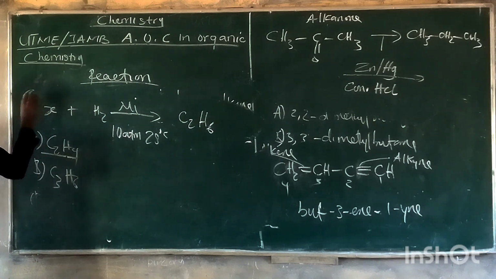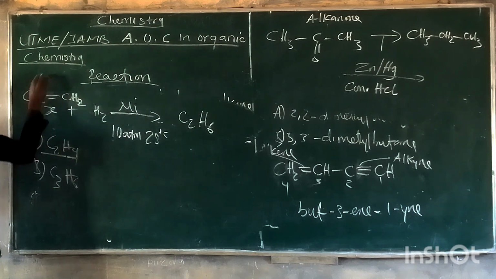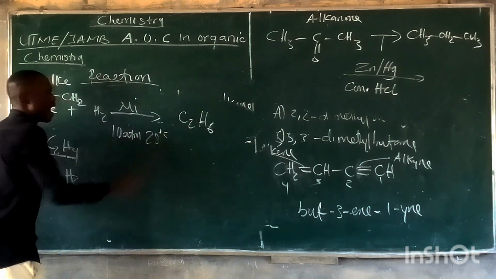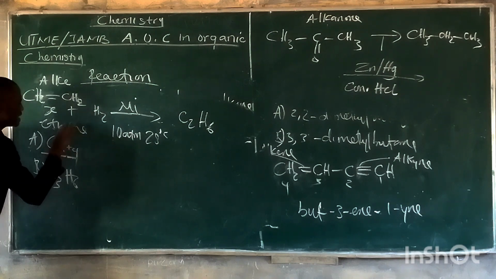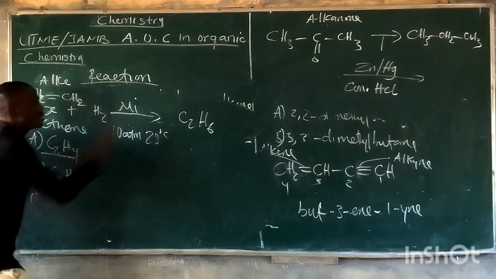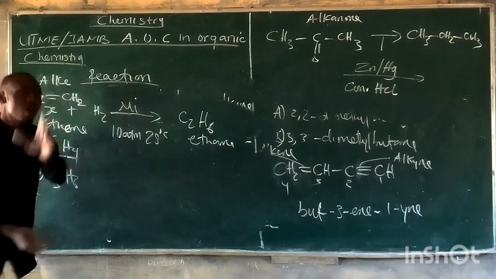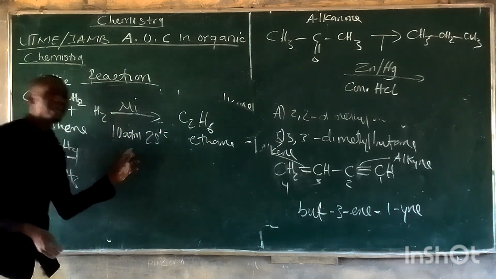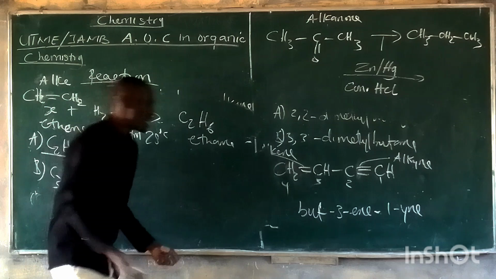Now, the answer should be this: CH2, then CH2. If you check, this is an alkene, and if this reacts with hydrogen, it will form an alkane. This is ethene, and this is ethane. What I'm trying to say is that JAMB will take away any of the reactants and ask you to supply it, or take away the reagent and ask you to supply it, or take away the product and ask you to supply it. That's how a JAMB question looks.